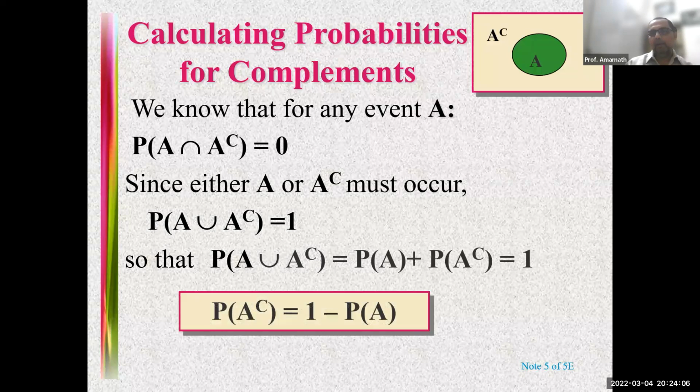The probability of A complement is 1 minus the probability of A. All the probability in that square box will be 1, but P of A will have some probability, and A complement is 1 minus that. So that's true. That's all.